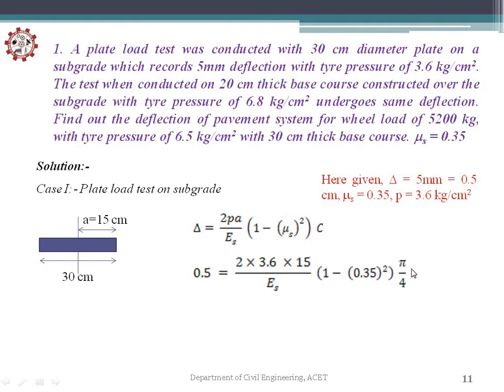For the first layer you have to take pi by 4. So from here you get the value of Es, 148.86 kg per centimeter square. So next, layer 2.